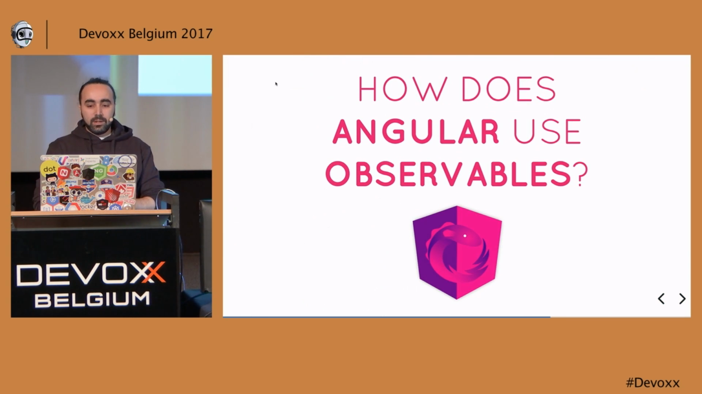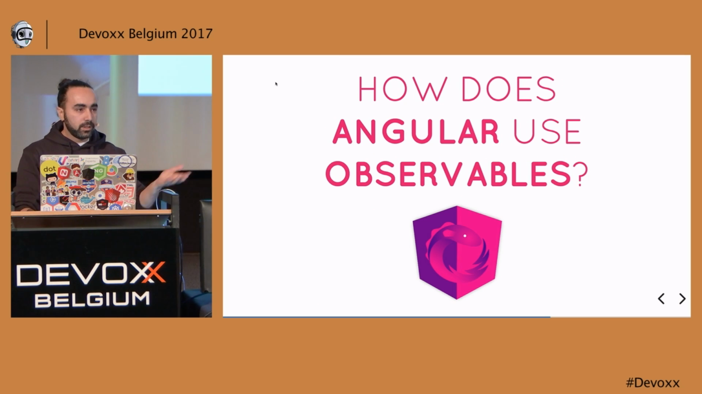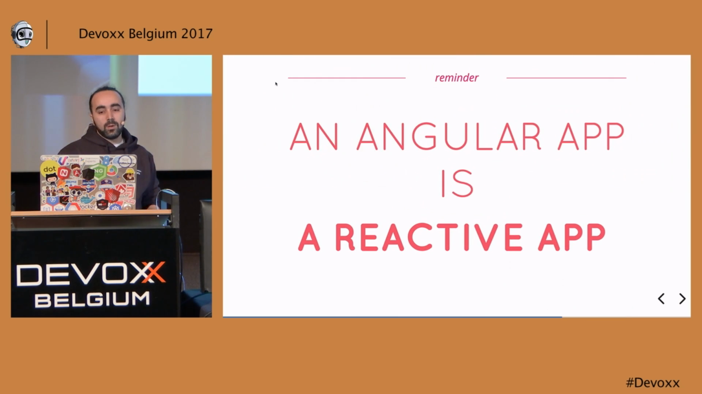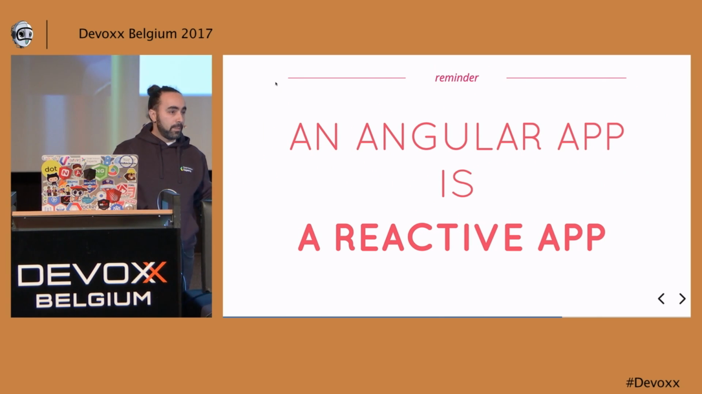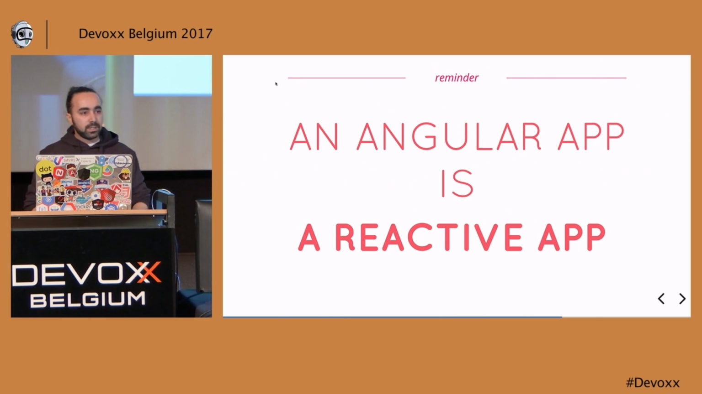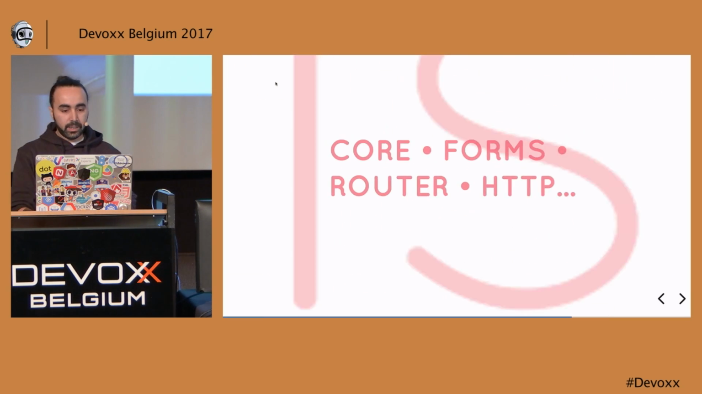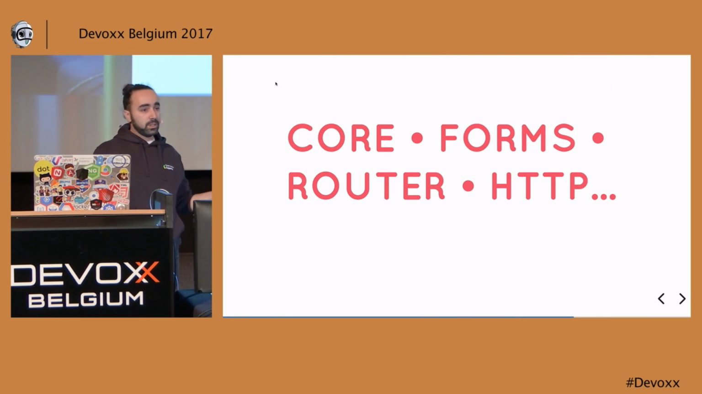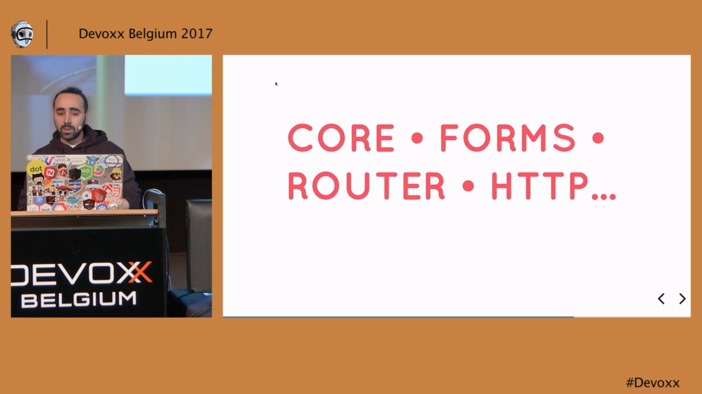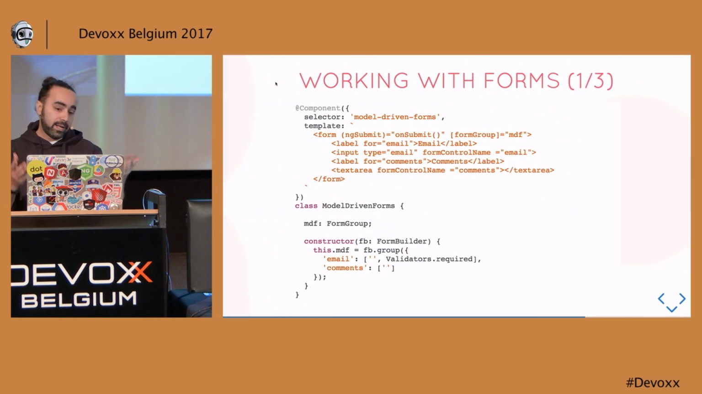So how does Angular use observables? Because this is an Angular talk. The good news is that when you write your Angular app, by default, it's a reactive app. Everything in Angular is reactive. If you use HTTP, forms, the router, or even some core APIs, everything is streams. Everything is reactive.